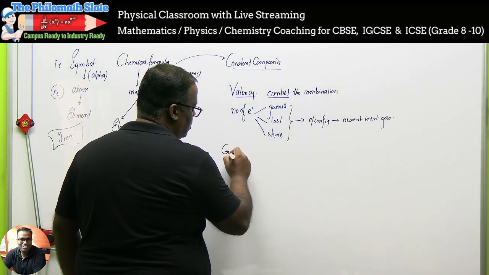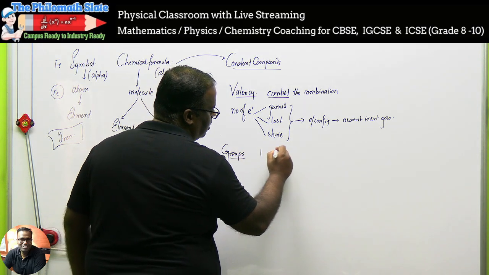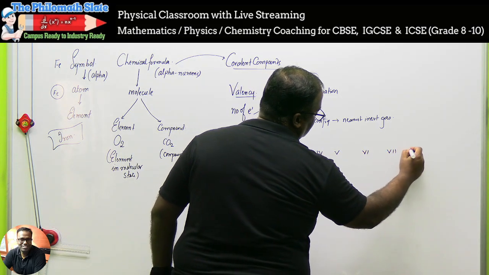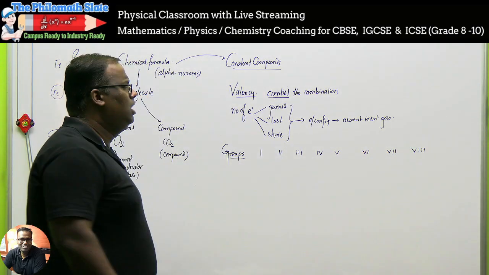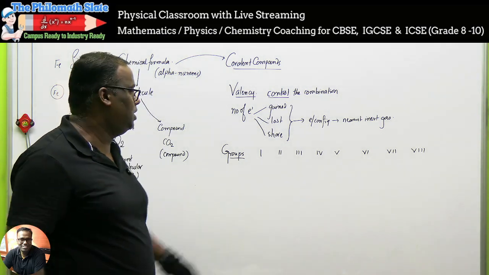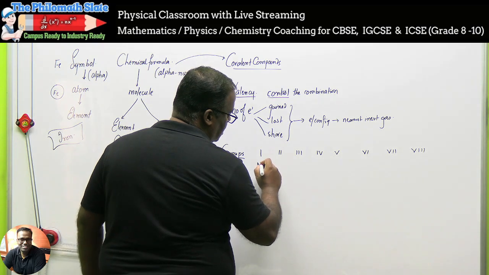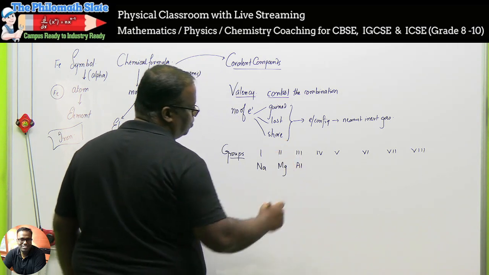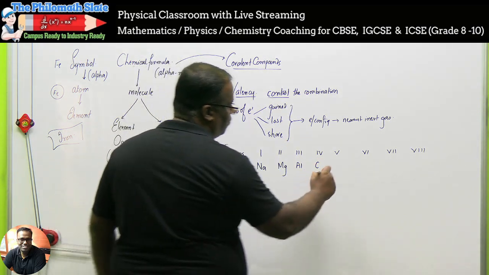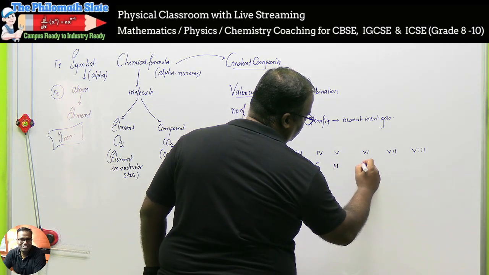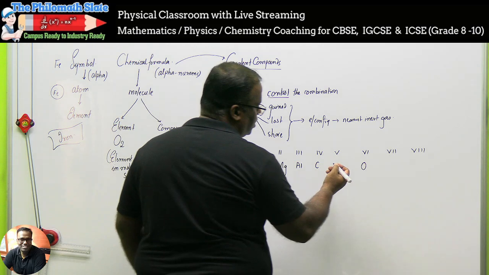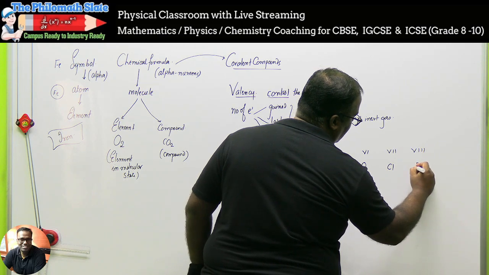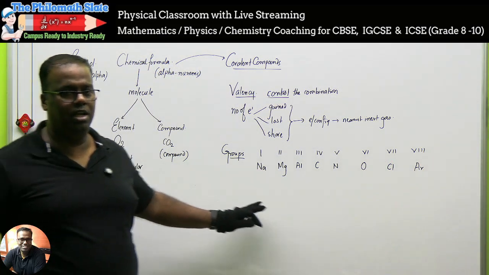Let's see our groups now. We have group 1, group 2, group 3, group 4, group 5, group 6, group 7, and group 8. If we take some of the common elements, sodium comes in group 1, magnesium comes in group 2, aluminum comes in group 3, carbon comes in group 4, in 5 we have nitrogen, in 6 we have oxygen, or say sulfur, in 7 we have chlorine, and in 8 we have, say, argon. I'm not going by any period. I'm saying some of the very familiar elements that we know, right?